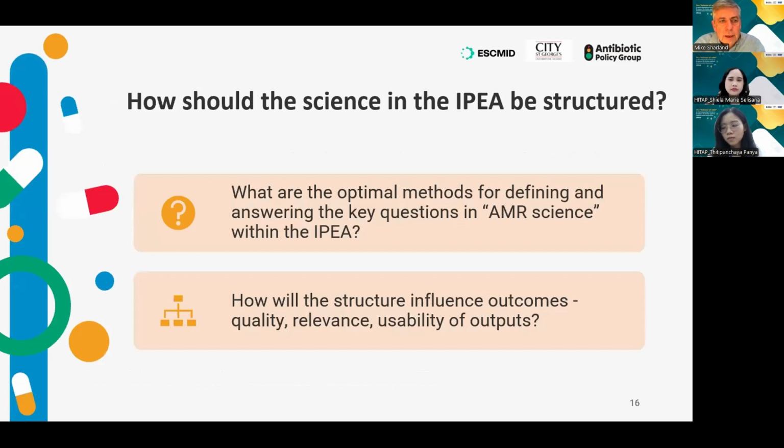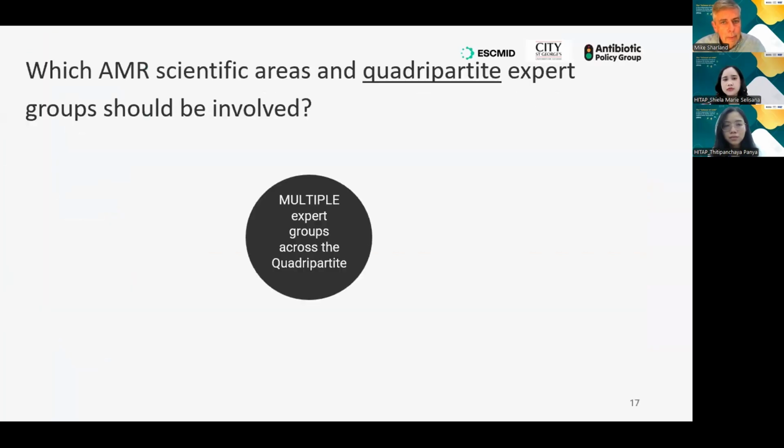So just to get onto the meat of what we're discussing today. How should this science be structured, and on the whole, how does structure influence outcomes? We know that. And so, what are the optimal methods? Trying to find and answer the key questions. What are the key questions that the panel should be tackling? And then, what is the quality, relevance, and usability of output? So now we'll move on to the details of what those might be. And next slide. Ryan, thank you.